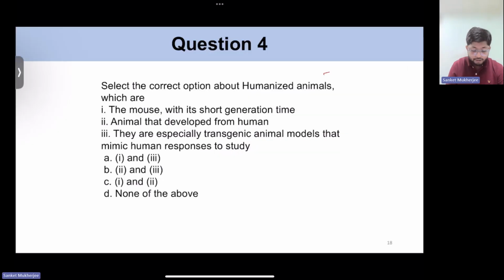Select the correct option about humanized animals, which are the mouse with short generation time, animals that develop from humans. They are especially transgenic animal models that mimic human responses to study.